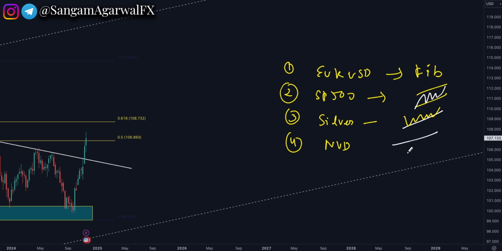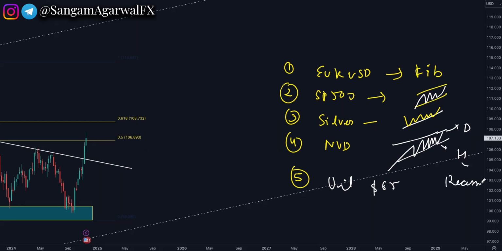Nvidia stock making an ending diamond chart pattern. If the lower trend line breaks out, that means the Fed turns hawkish. If the upper trend line breaks out, that means the Fed turns dovish. And the entire financial market will react. Oil trading sideways at $65. If the Fed turns hawkish, recession trigger, then that support level can break out. So there are many pairs, but these are a few pairs that are giving a clear technical signal.